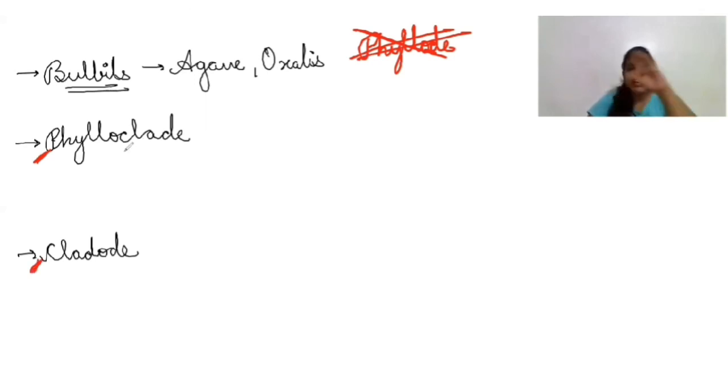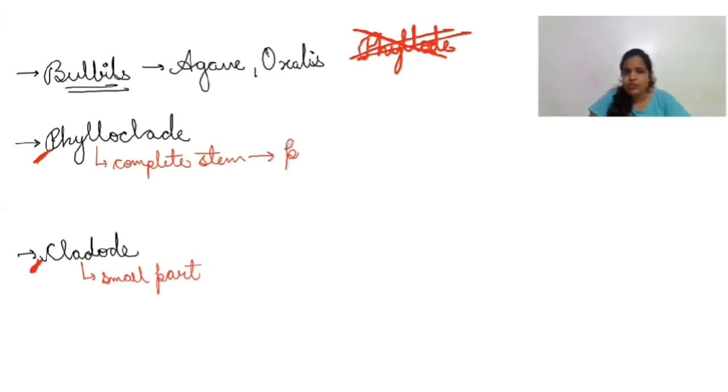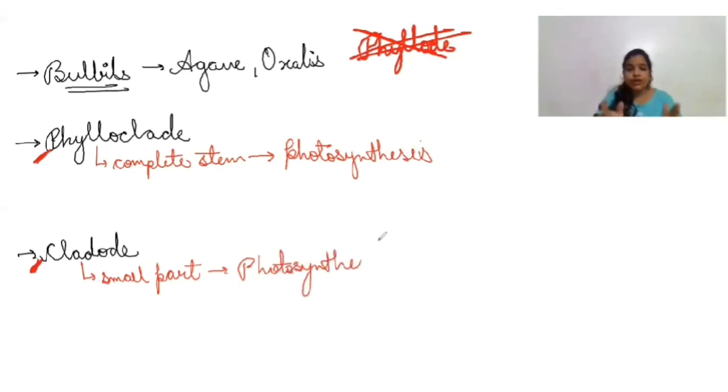When the complete stem modifies, then we call the modification the phylloclade. Means here in case of phylloclade, the complete stem is modifying. Here in cladoid, just a small part of the stem is modifying. The stem modifies to perform photosynthesis. Same here also in the cladoid, photosynthesis will be done by the modified stem. So basically, phylloclade is a vast modification, and cladoid is part of it. Clear? You won't have to get confused.